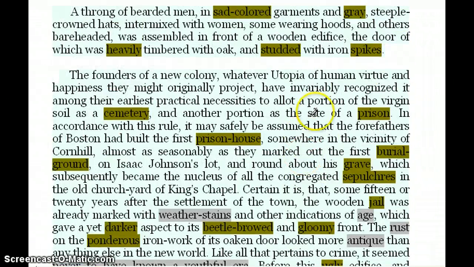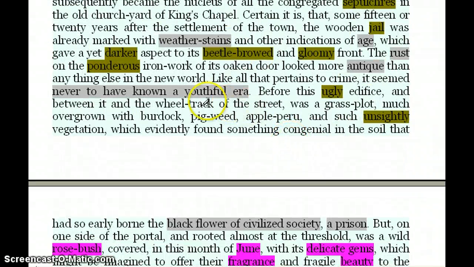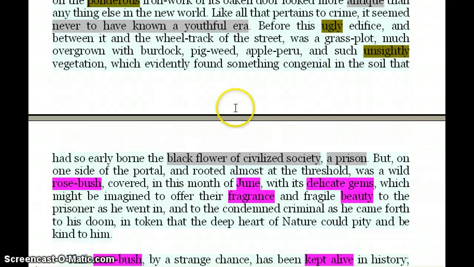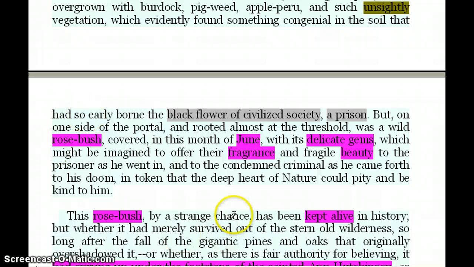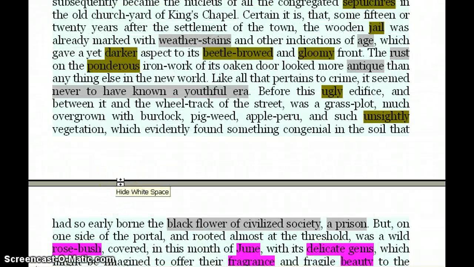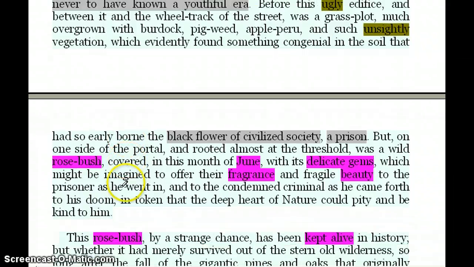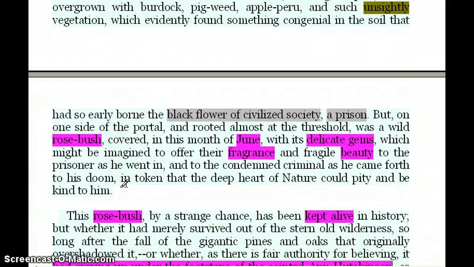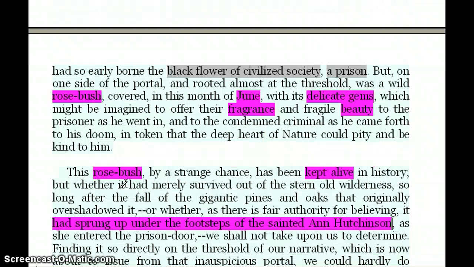So from looking at all this ugliness before, represented by the prison, and all this pink words represented by the rosebush, we have the prison representing the Puritan values, being outdated, being severe and heavy and sullen, compared and contrasted with the rosebush representing Anne Hutchinson's ideas that are more pleasant, that are gems, that have beauty, that are alive. So from this, we can actually tell that this book is probably going to be about Puritan values becoming outdated and being supplanted by new ideas.